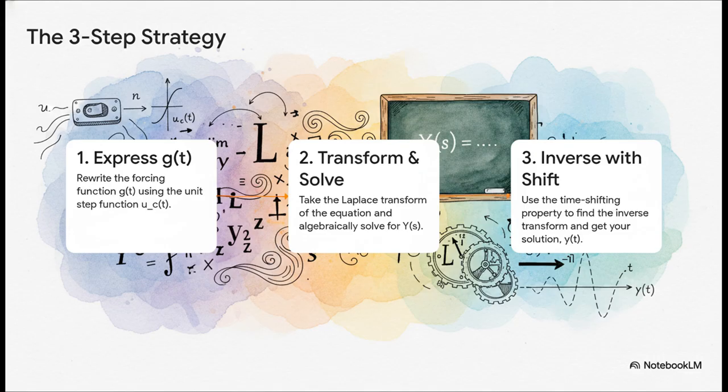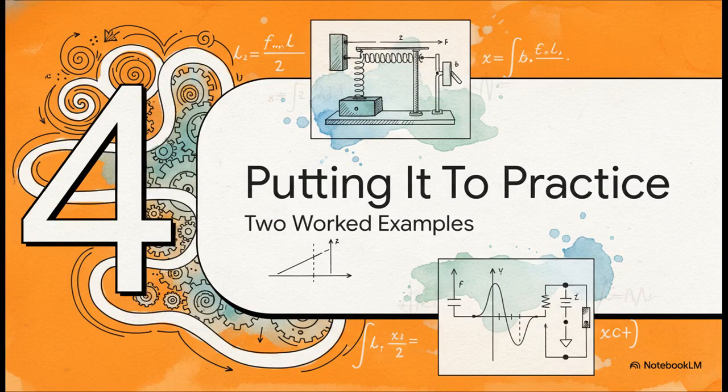And finally, step 3, invert. We take that algebraic answer and use an inverse transform to bring it back to the real world of time. And a special time-shifting property makes this last step incredibly elegant. All right, theory's great, but let's see how this roadmap actually works in practice. We're going to walk through two classic examples, step by step, to really make sure this process clicks.